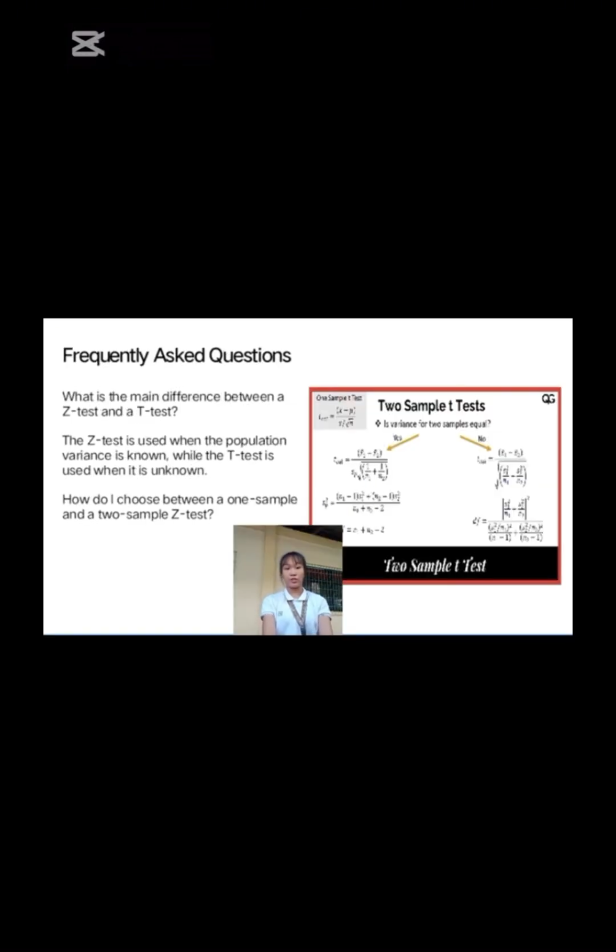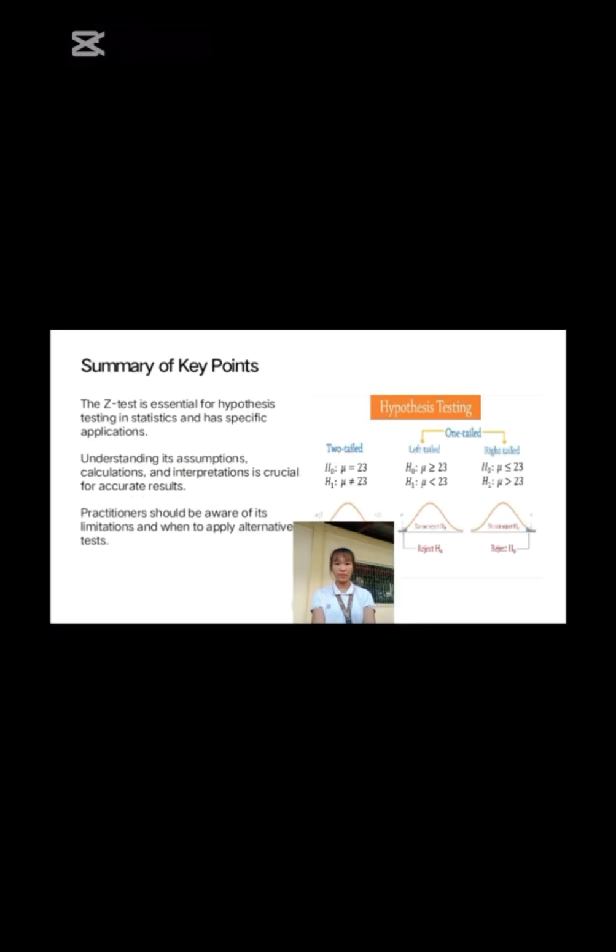Frequently asked questions. What is the main difference between z-test and t-test? The z-test is used when the population variance is known, while the t-test is used when it is unknown. How do I choose between a one sample and a two sample z-test?